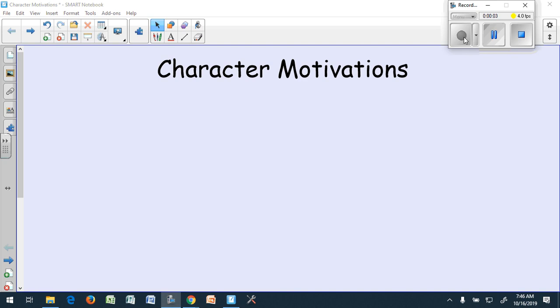Hi, boys and girls. Today, we're going to talk about character motivations. We're going to think about the characters in our books. We're going to think about the important actions that they take within the story. And we're going to think about really why are they doing that? That's what it means by character motivations.